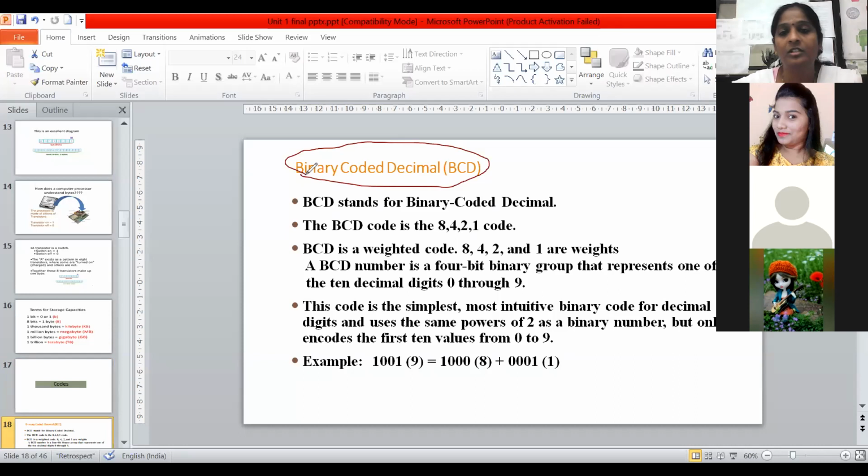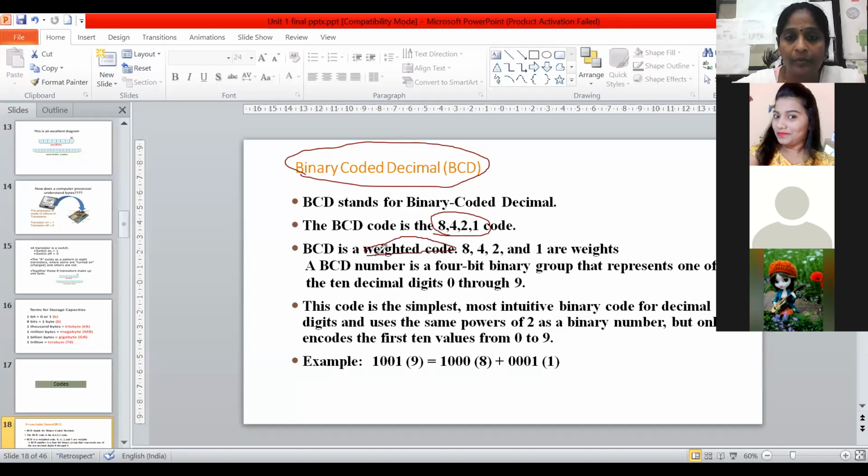That is binary coded decimal. BCD stands for binary coded decimal. It is called the 8421 code. What do you mean by the 8421 code? That I will explain in the next slide. BCD is a weighted code.